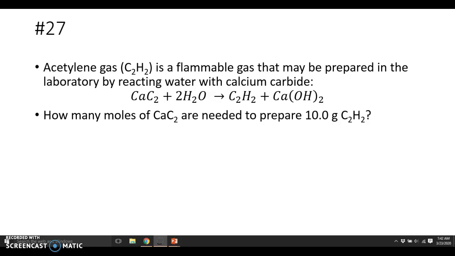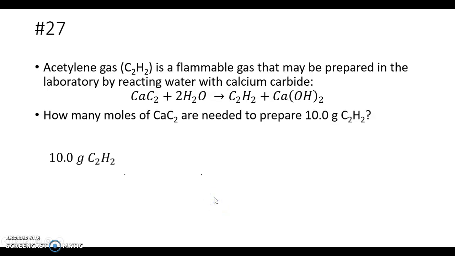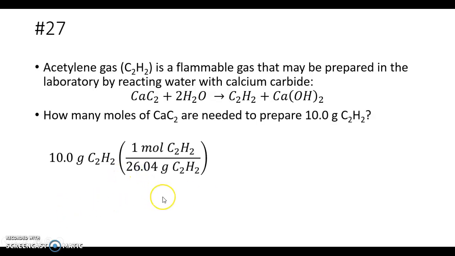And as I stated before, you always start with the information that you have been provided with. In this case, I have been provided with the 10 grams of acetylene gas, C2H2. And so that's where I'm going to start. Okay. And then I have to go from grams to moles of C2H2. And I use the molar mass to do so. I've already calculated that for you, and it is 26.04 grams. All right, and here I've rounded, but if you have a whole number and you want to keep that in your calculator, that's perfectly fine. I'm just doing that for space purposes.